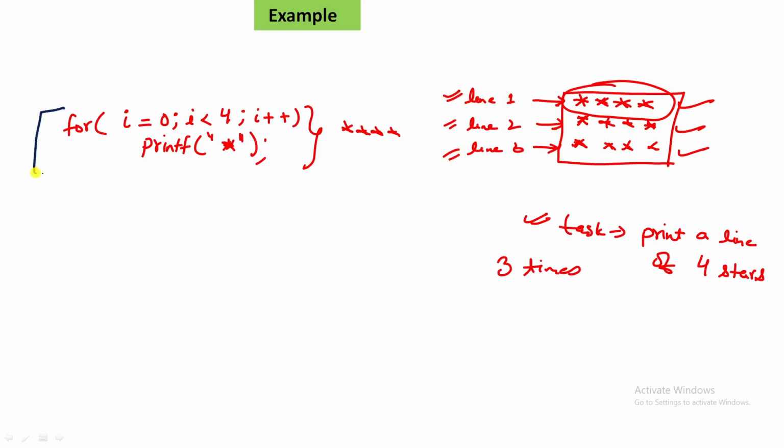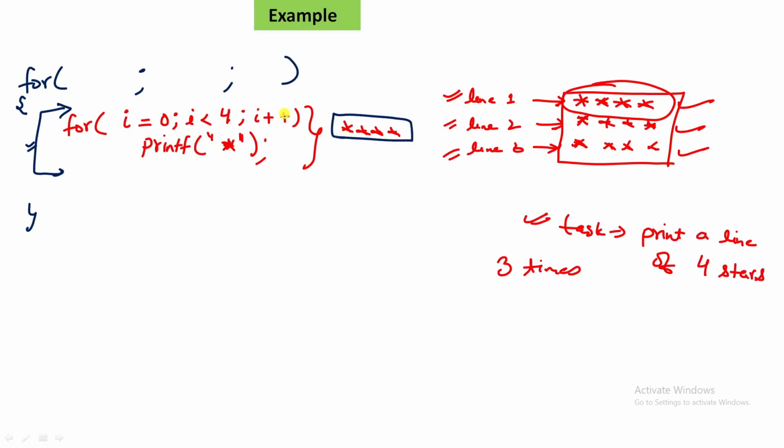So that means this is one task, and this task you have to repeat how many times? 4 times. So again, for repeating this task, you have to use a loop, because only a loop can repeat a particular task. So you will use a loop. Let's say a for loop, it will start here, end here, and this for loop will repeat this task, and these statements are printing a line of 4 stars.